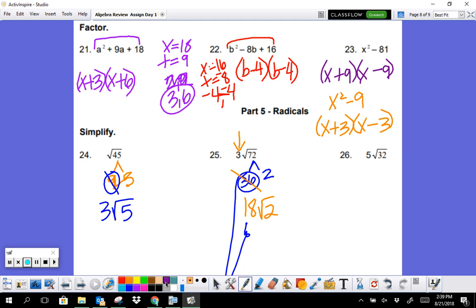Number 26, notice again we have a number on the outside. So this 32, that's going to break into 16 times 2. I'm going to bring a 4 out from that 16, but I already have a 5 out there. So 4 times 5 is 20 square root of 2. And that's it on that one. So again, you can check that.